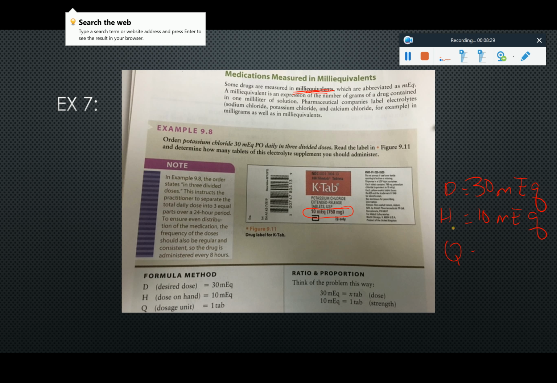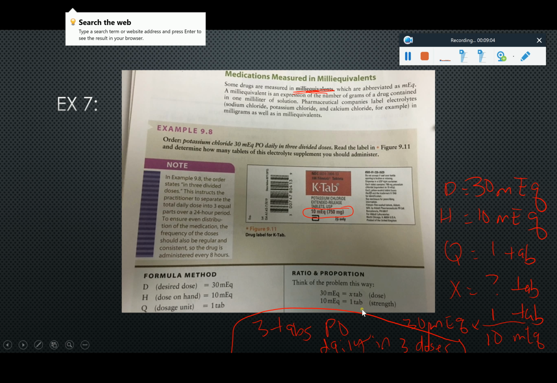You want to determine how many tablets, so that's 1 tablet, and we want to know how many tablets. So you would do 30. You want to get rid of milliequivalents, so that goes here. Tablets go here. 1 tablet for 10. 30 divided by 10 would be 3 tablets. PO daily. And 3 doses. So that would be it.